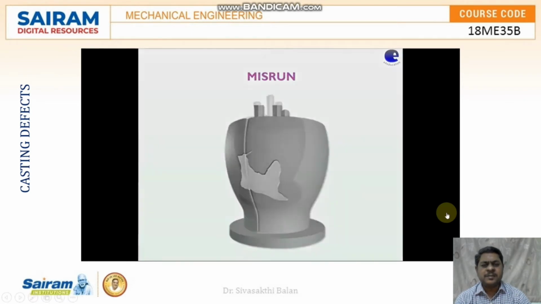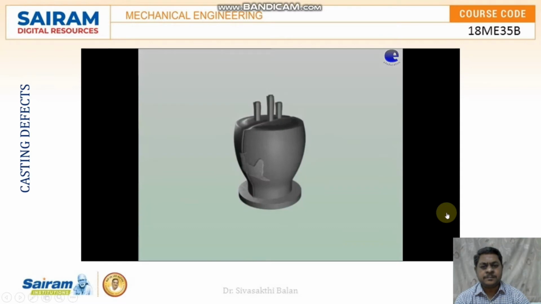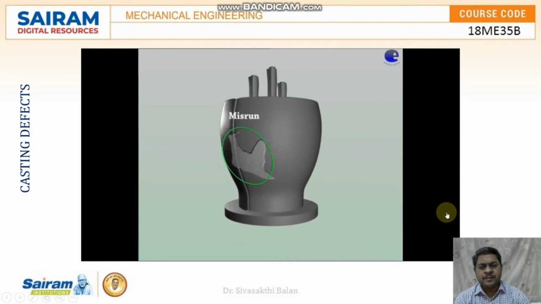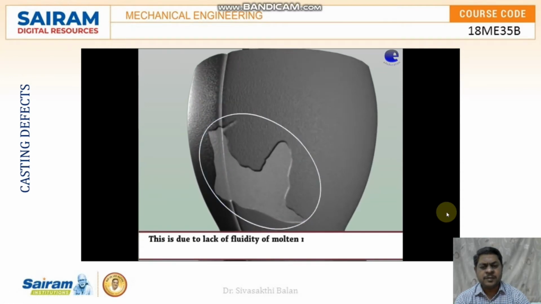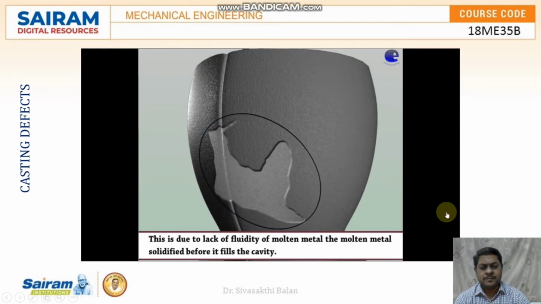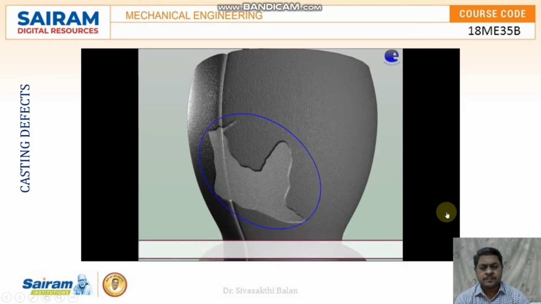Misrun is one of the casting defects. This is the job where misrun takes place. This is due to the lack of fluidity of molten metal. The molten metal solidifies before it fills the cavity. This leads to incomplete casting.